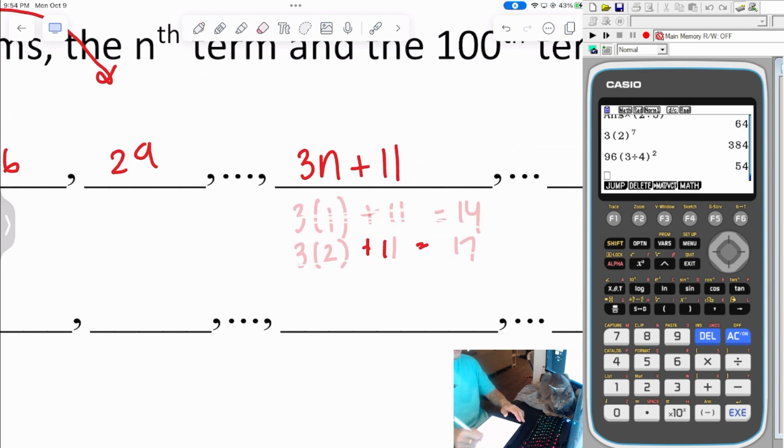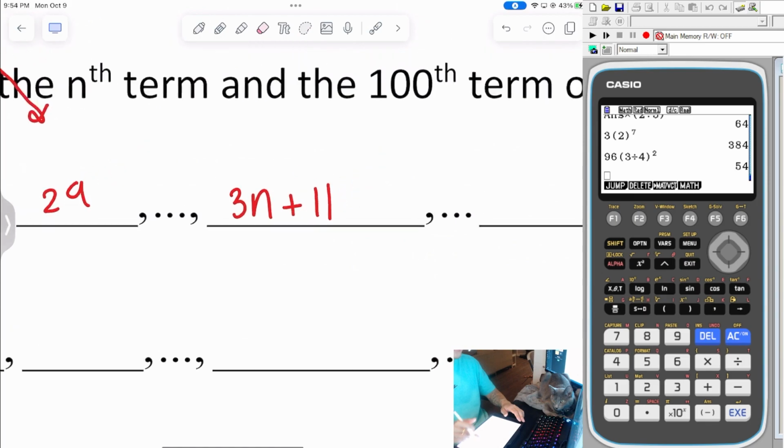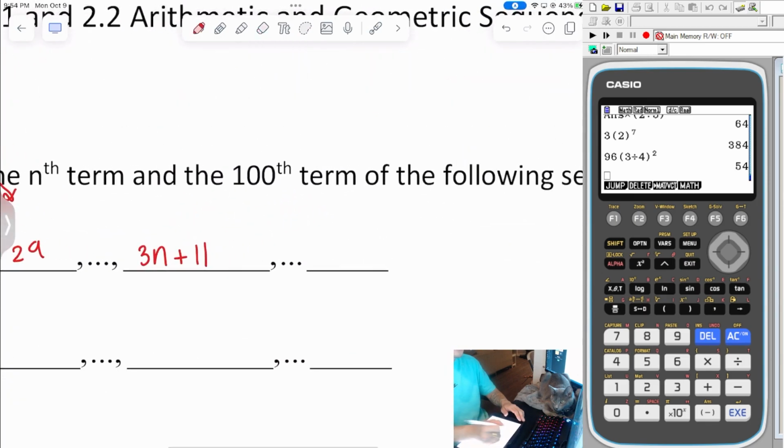Now that I've designed an equation to describe any nth term, I can use this to find the 100th term of the sequence. So I have 3 times 100 plus 11, which is equal to 311.